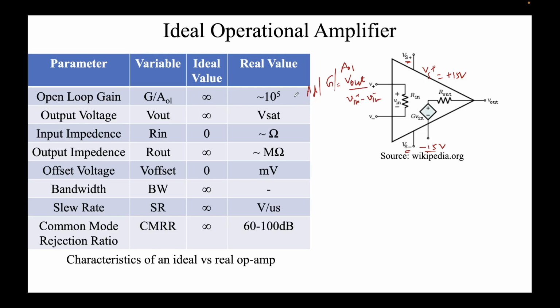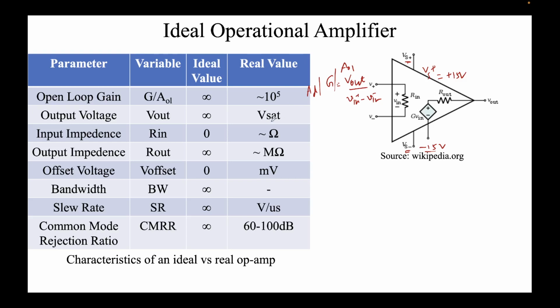However, for more real circuits, this is about 10 to the power 5, which would be 1 lakh. Second thing is output voltage, denoted as V out. Ideal value is infinite. This means ideally you can get infinite voltage as an output in an op amp. This is a fancy scenario.